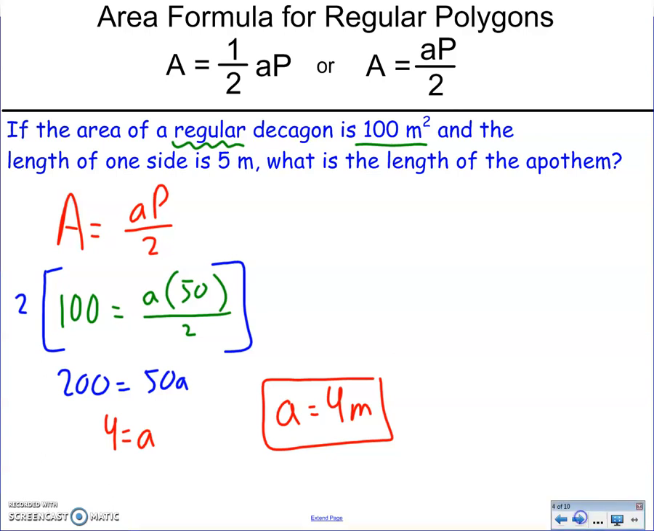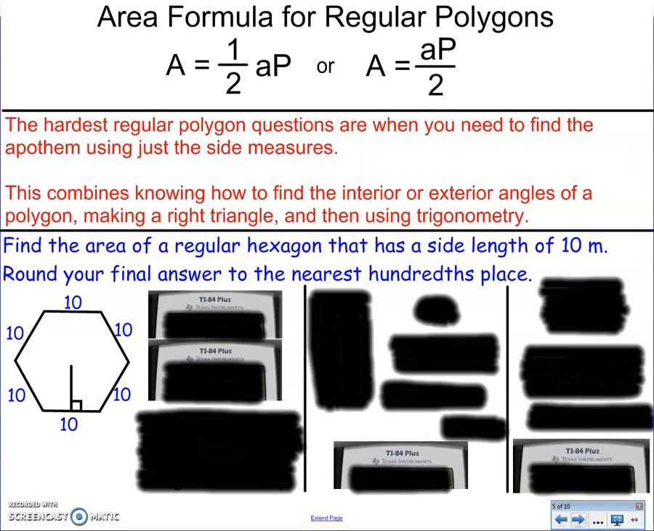Alright, next problem. The hardest regular polygon questions are when you need to find the apothem using just the side measures. This combines knowing how to find the interior or exterior angles of a polygon, making a right triangle, and then using trigonometry. Alright, so find the area of the regular hexagon that has a side length of 10 meters. Round your final answer to the nearest hundredths place.